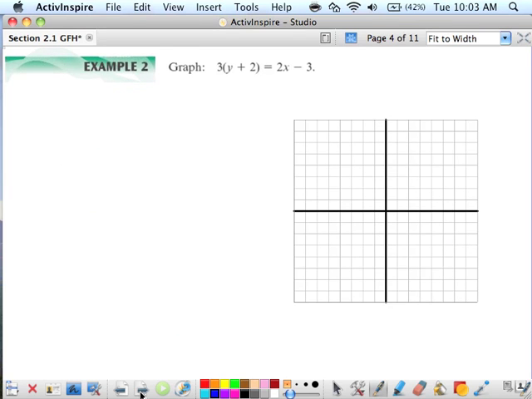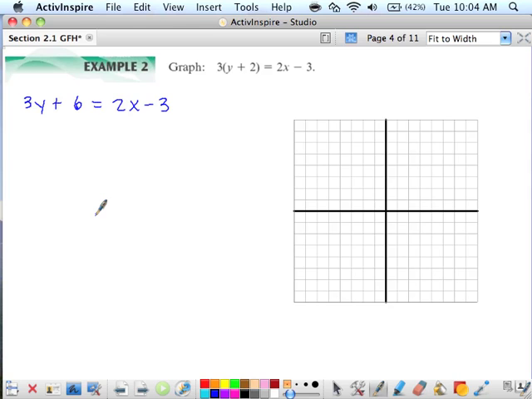For our next example, we would like to graph 3 times the quantity y plus 2 equals 2x minus 3. First thing I'd like to do is distribute the 3 so that I have 3y plus 6 equals 2x minus 3. At this point, we have to decide, are we going to graph it again by slope-intercept form or by making a table? Slope-intercept form? Y'all really like that, don't you?